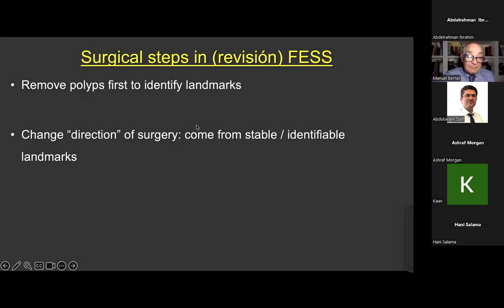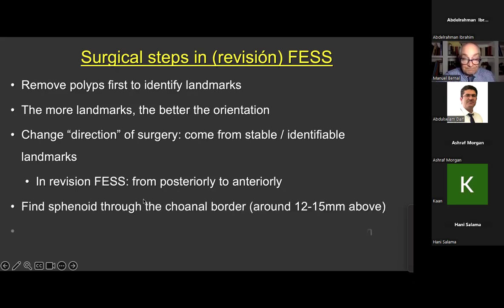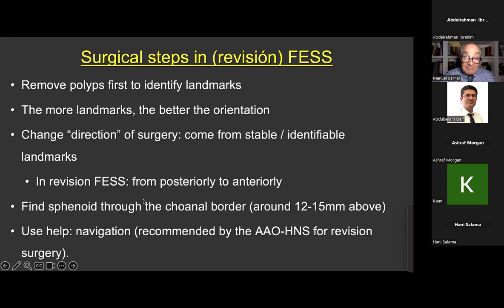It may be helpful if you first remove the polyposis in order to identify all other landmarks, for sure. And the more landmarks, then the better the orientation. And as I mentioned, sometimes in revision FESS, it is better to come from posteriorly to anteriorly, okay? So, as mentioned by the American Academy, you can use navigational systems for revision surgeries, okay?